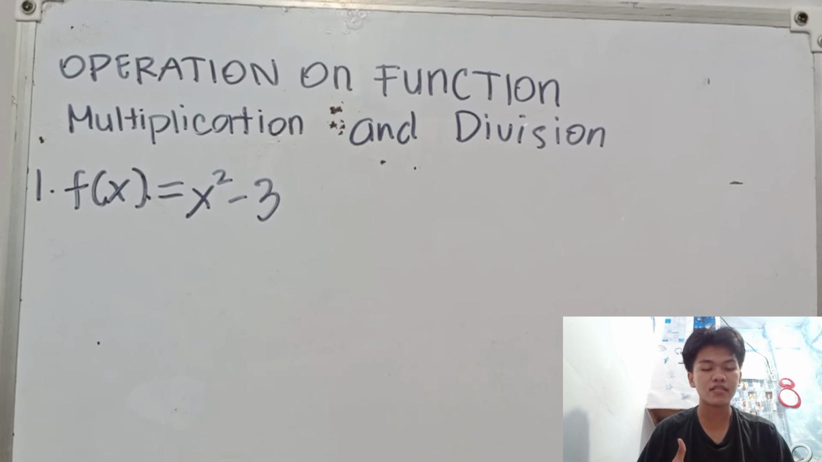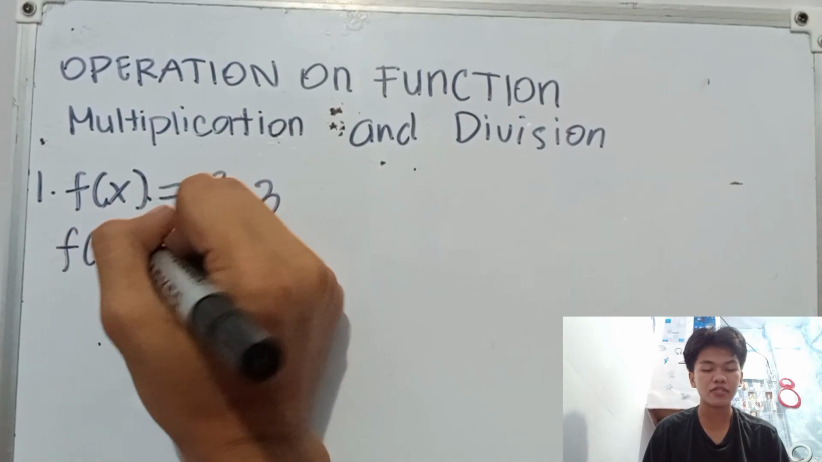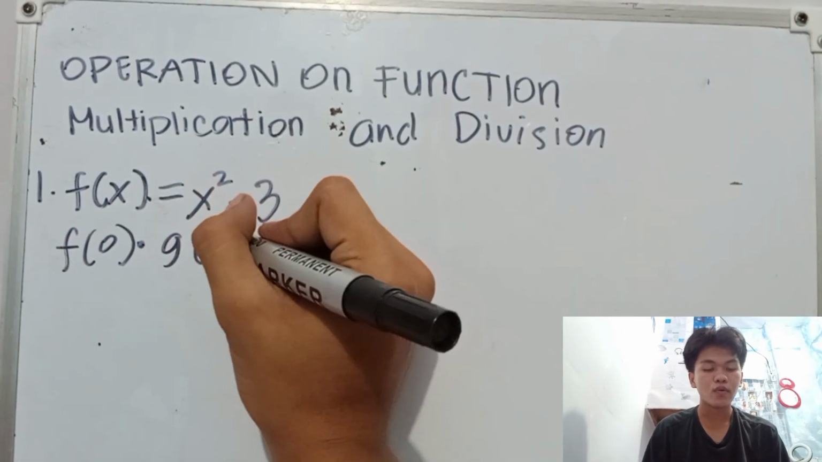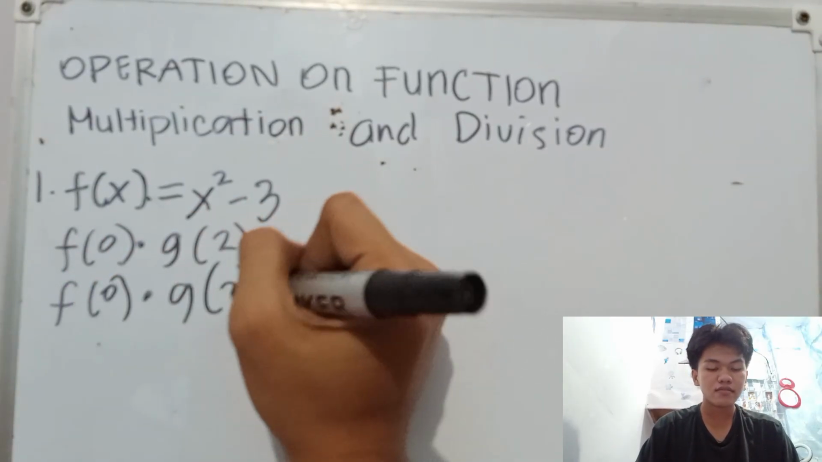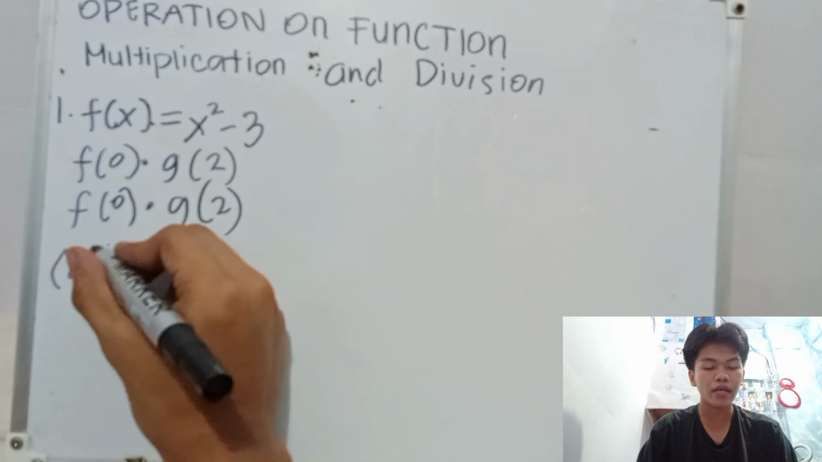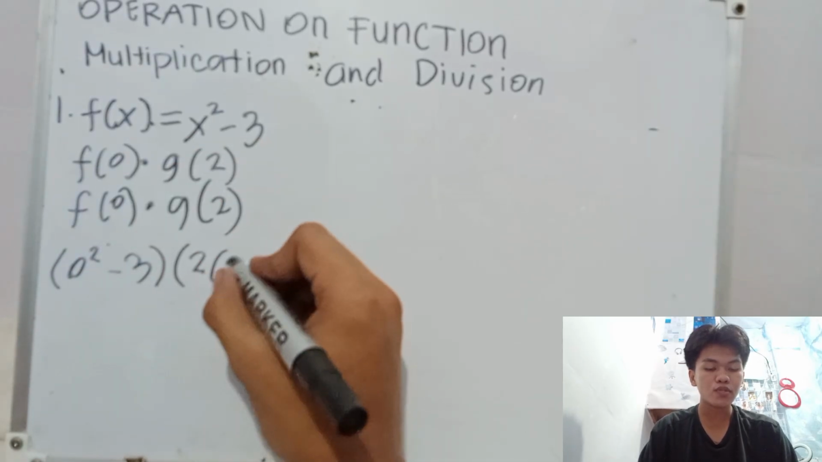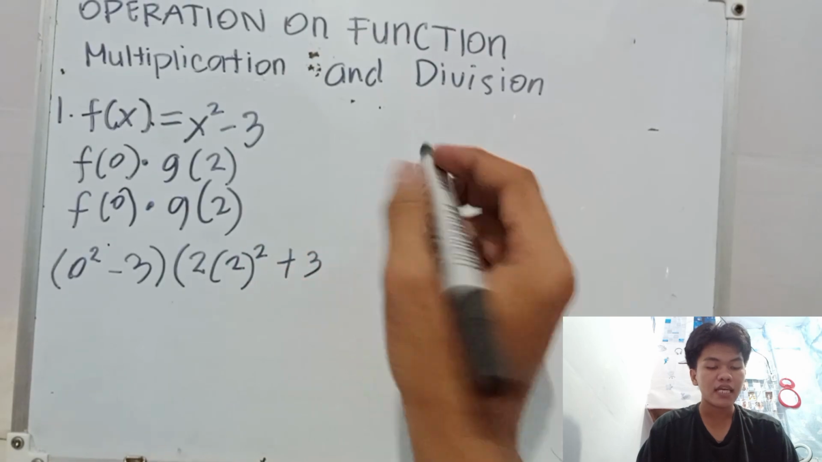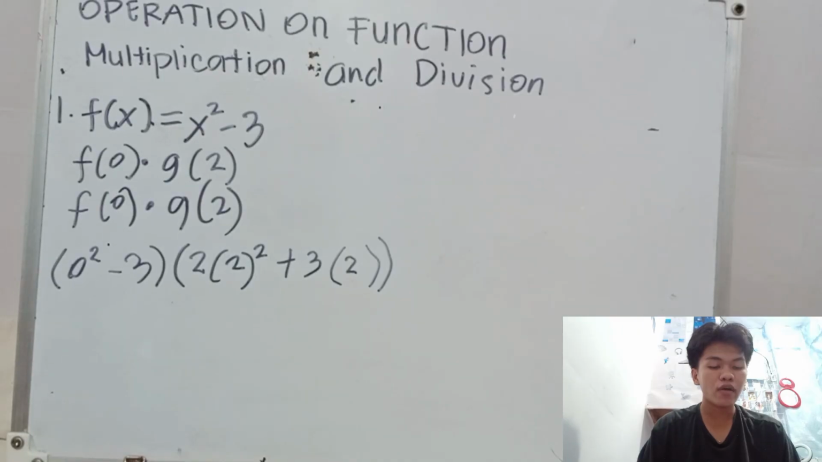f of x is equal to x squared minus 3. So plug in the f of x and g of x. So f of 0 times g of 2. So (0² − 3) times (2² + 3) times 2. Then you just simplify this.